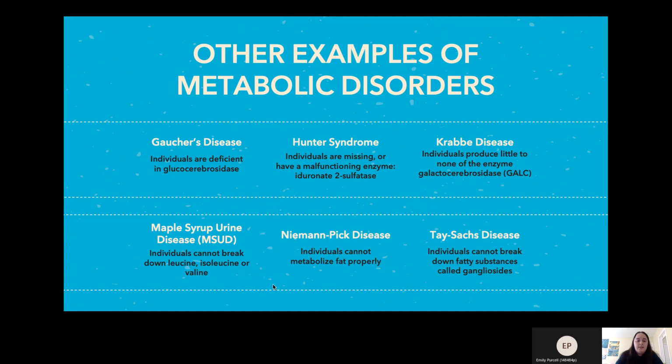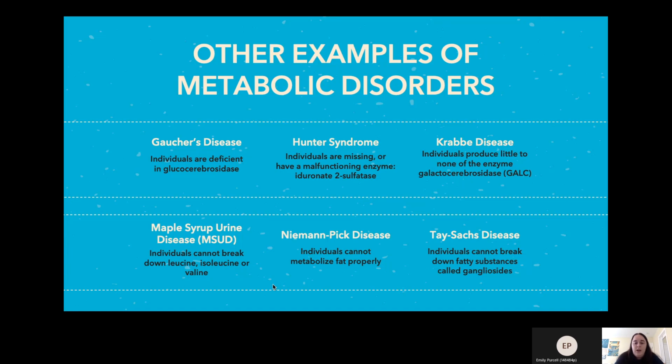First, we have Gaucher's disease. Individuals with this disease are deficient in glucocerebrosidase, and this leads to an accumulation of glucosylceramide. This is a fatty substance, and it can accumulate especially in the spleen and liver. This can result in cancers like myeloma, leukemia, and lymphoma, and also other diseases like Parkinson's disease. And having this disease delays growth and puberty in children. So that's pretty detrimental.